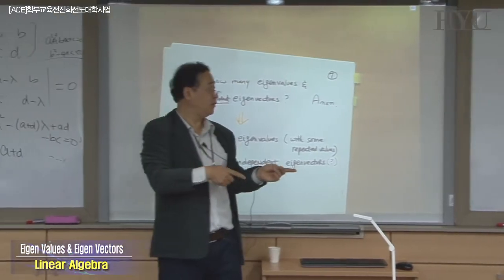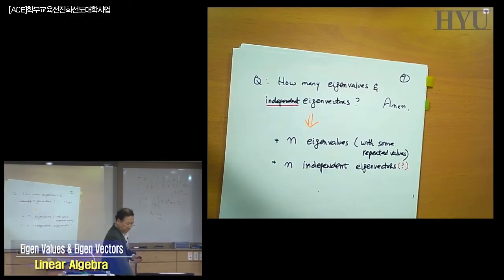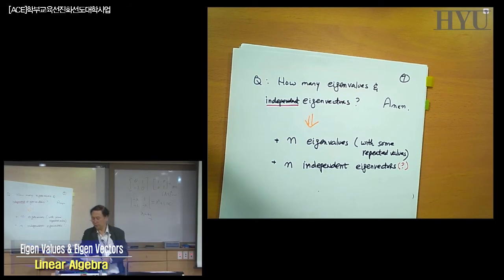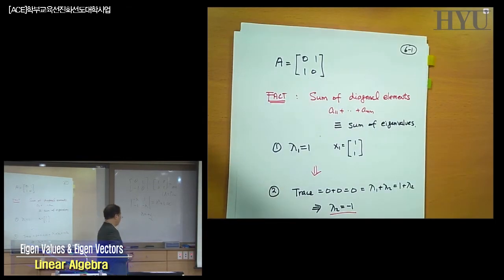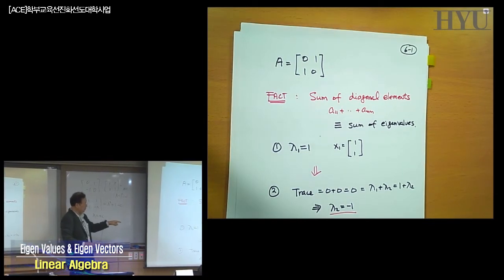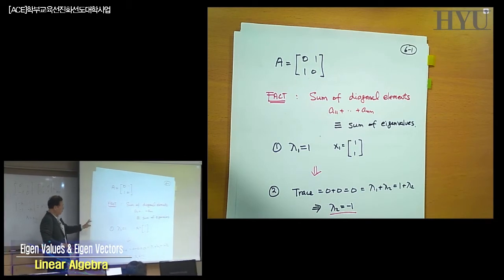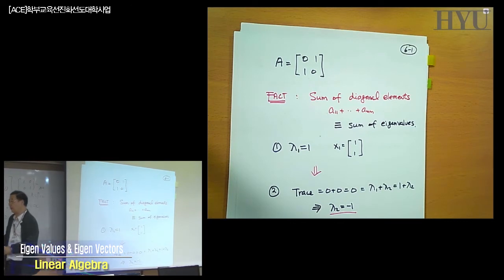In the previous example, we have two distinct lambdas, one is 1 and the other is minus 1. For each case, we were able to find orthogonal vectors. Sometimes we are not able to find enough orthogonal vectors, especially when the matrix is singular.